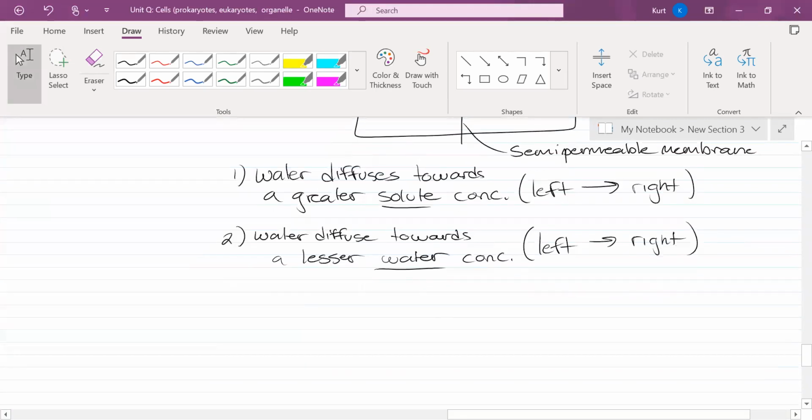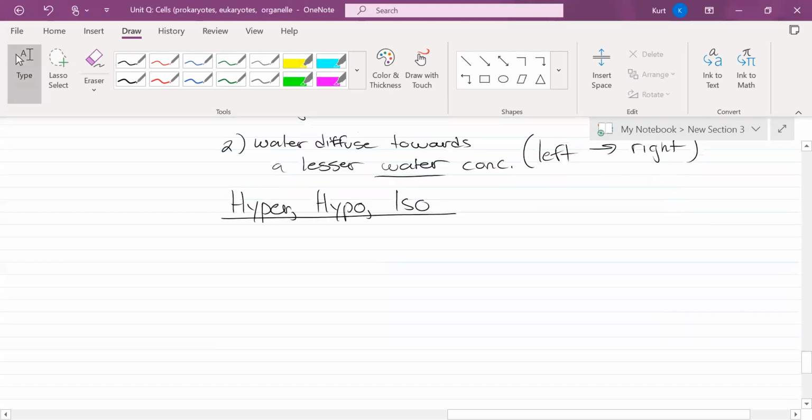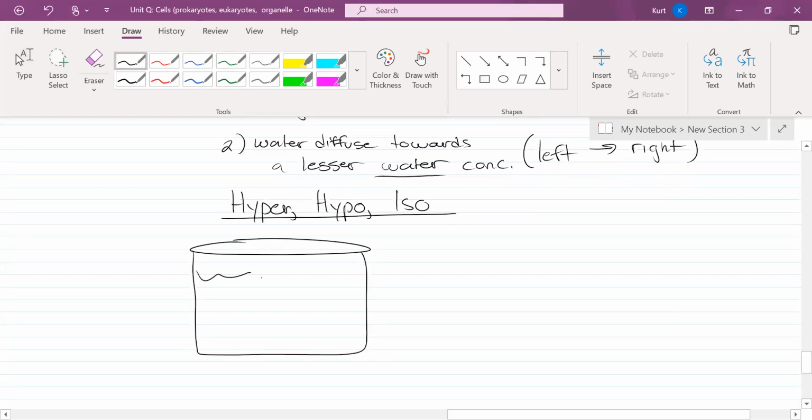Okay. Let's talk about hyper, hypo, and isotonic. Otis, I have a cup here. I have a solution inside, and I have a cell.